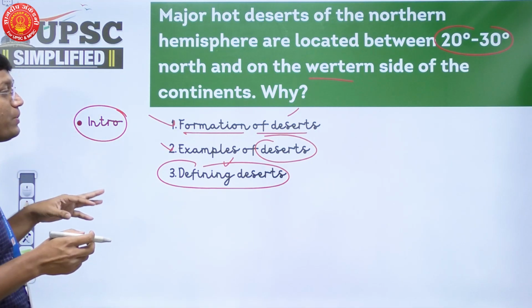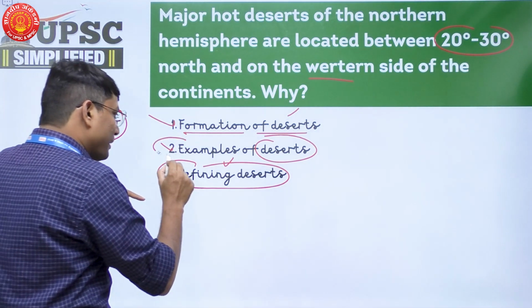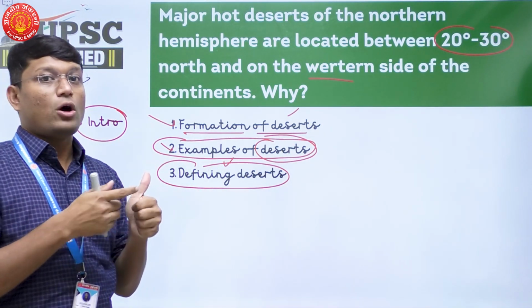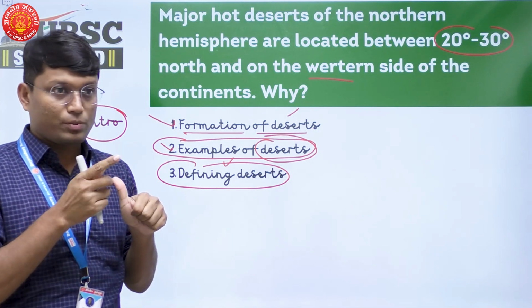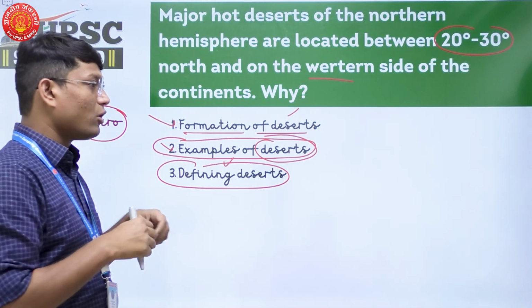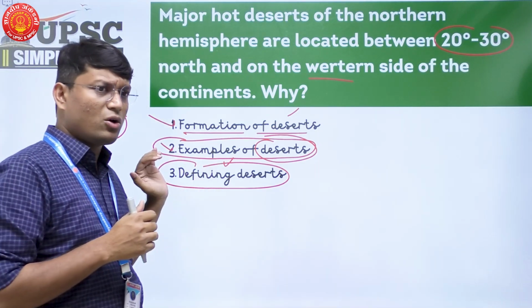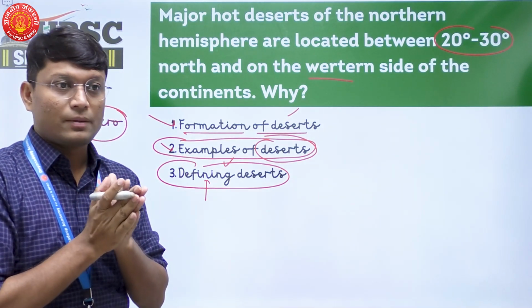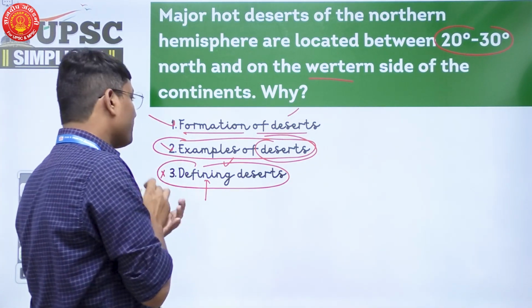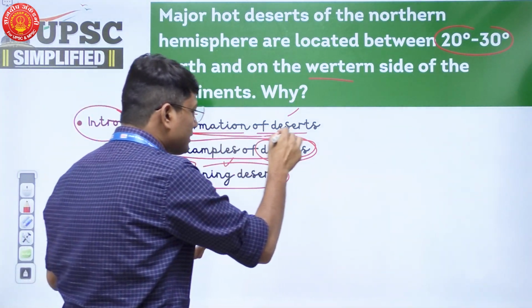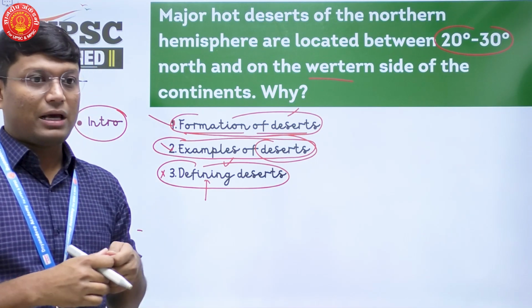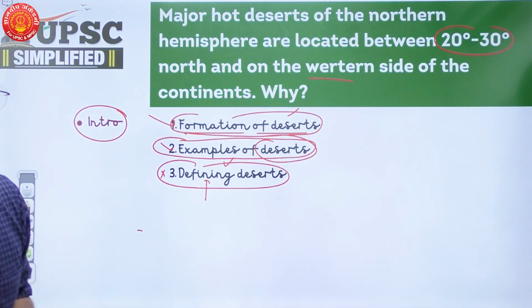Now if I have to choose between these three, I would prefer the example based introduction, because time and again I am telling you, obvious things you are not supposed to mention in the introduction itself. Nowhere in the answer should you be mentioning obvious things. Here defining desert would be a sort of obvious thing, so avoid that part. Formation of desert we will not reveal at this point directly in the introduction.